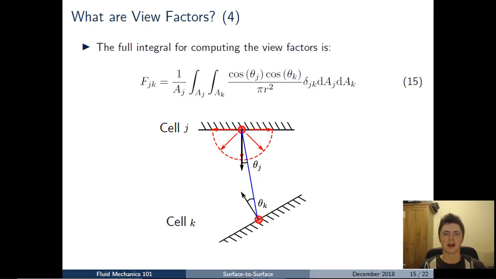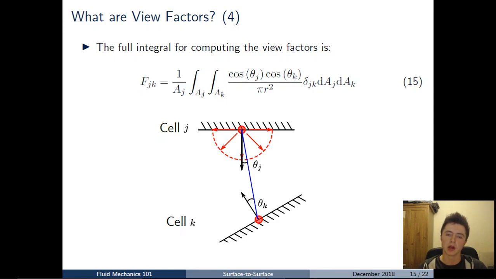So how do we calculate view factors? Well, it turns out that calculating view factors requires a fairly complicated integral, which you can see there in equation 15. And what it basically says is the view factor, F_JK, again the fraction of radiation leaving cell J that's incident on cell K, is the integral over the area of cell J and the integral over the area of cell K of 2 cosine thetas over pi r squared times the Kronecker delta there. And at first glance you might think, well, what does this integral really mean? It looks fairly complicated, but where does it come from?